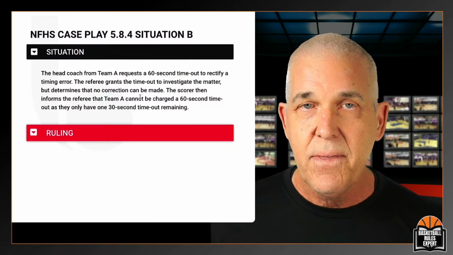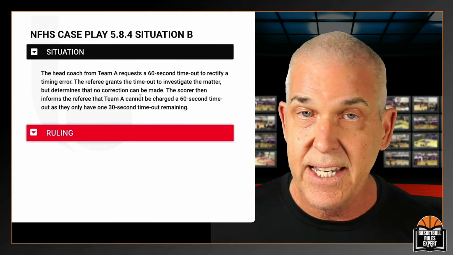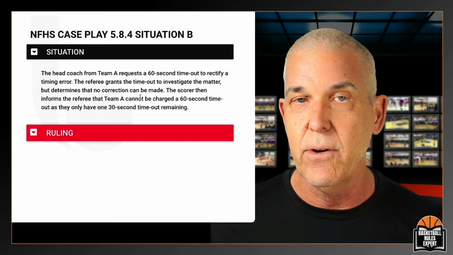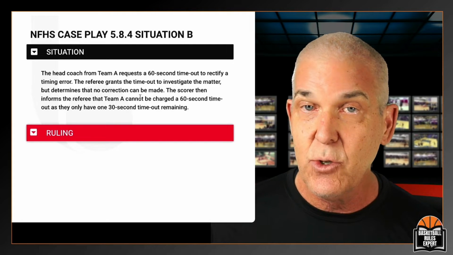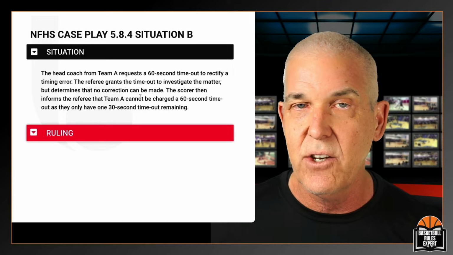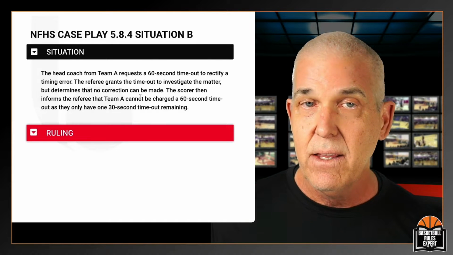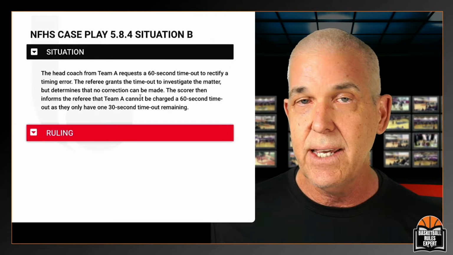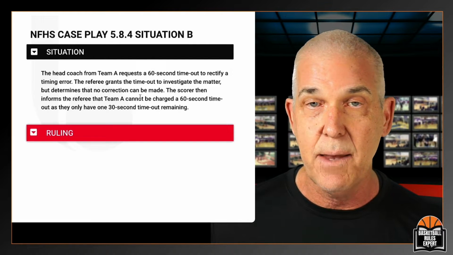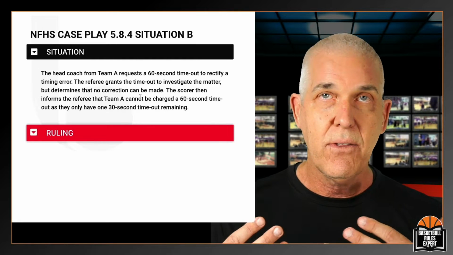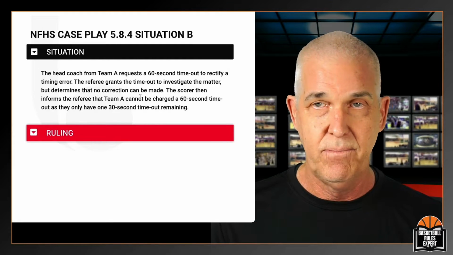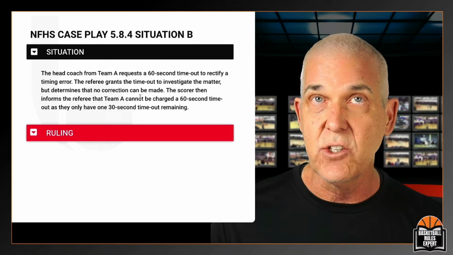Let's jump into our very first case play and let's spin the wheel. See what we got. The head coach from Team A requests a 60-second timeout to rectify a timing error. The referee grants the timeout to investigate the matter, but determines that no correction can be made. The scorer then informs the referee that Team A cannot be charged a 60-second timeout, as they only have one 30-second timeout remaining. What do we do in that situation?